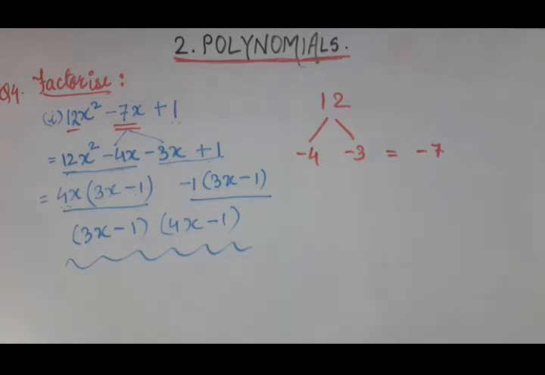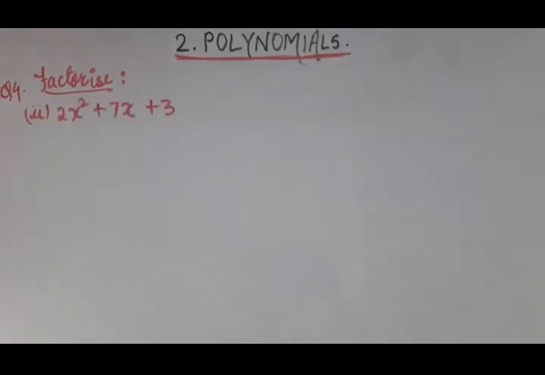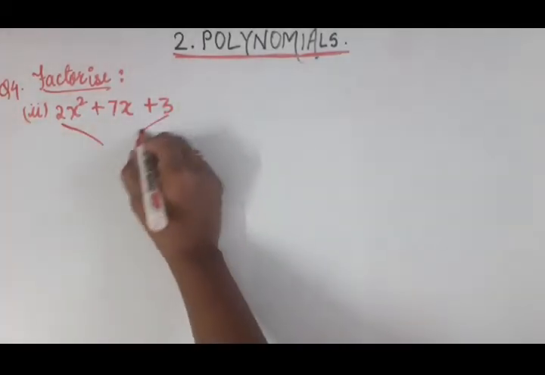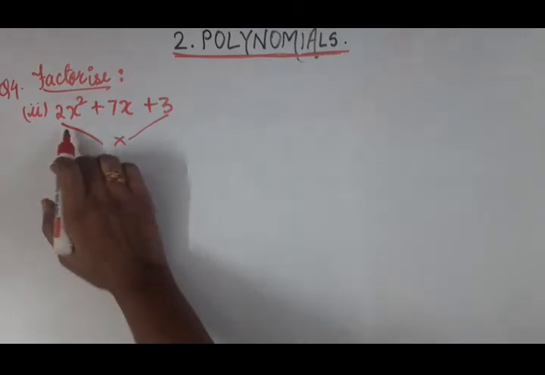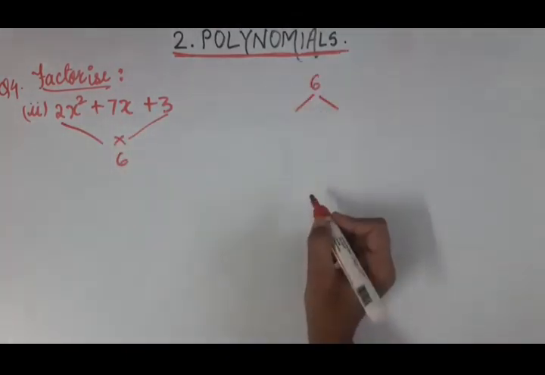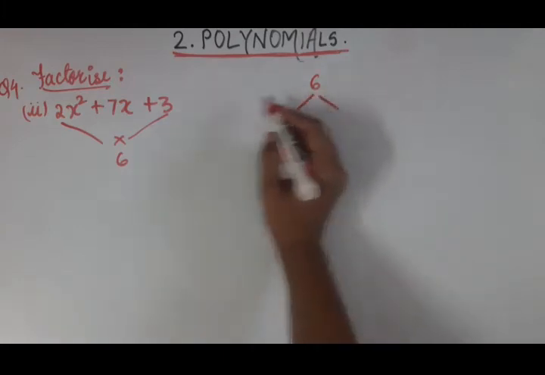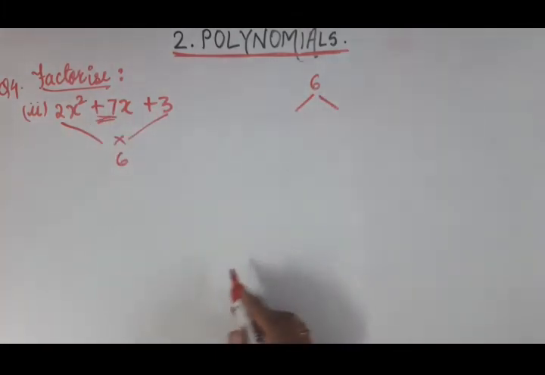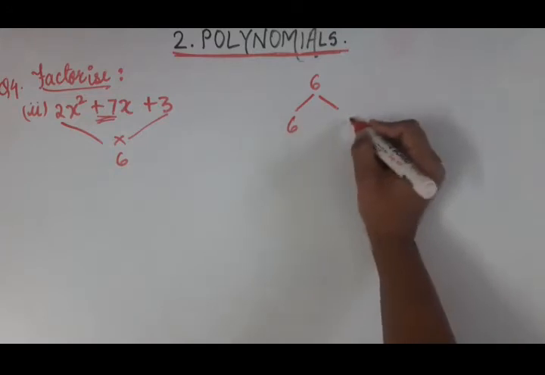Now let us see the next question. The second question is 2x square plus 7x plus 3. Again we need to find its factors. We know there are going to be two factors and we are going to use the splitting middle term method. So our first step is multiply the extreme terms. 2 into 3, 6. Now find factors of 6 such that the product is 6 and the sum is plus 7. So it will be 6 and 1.